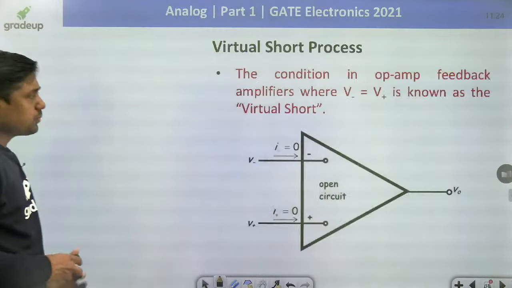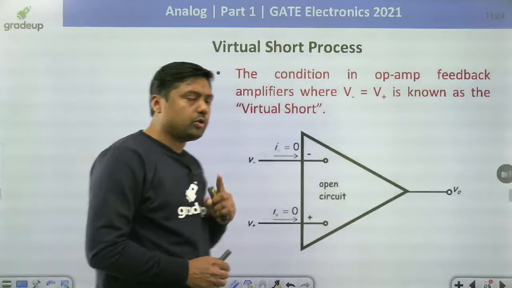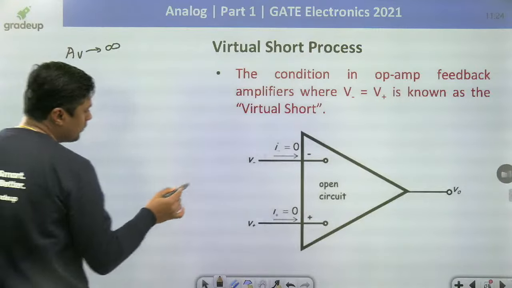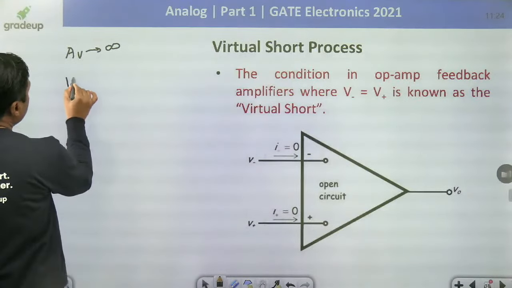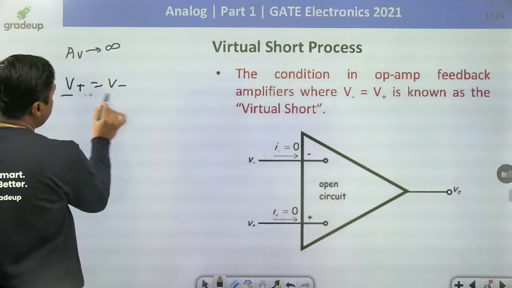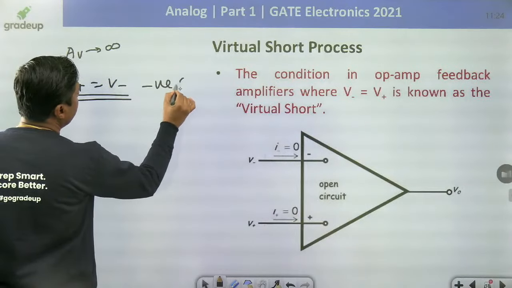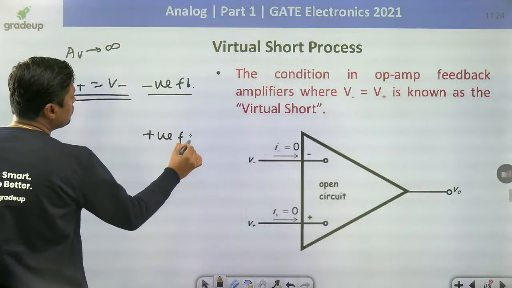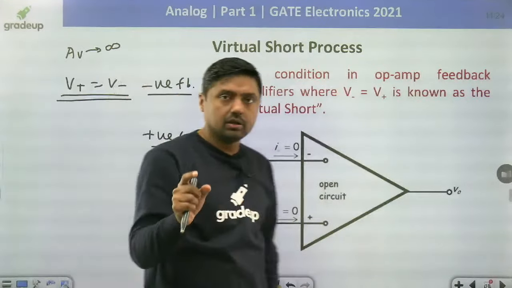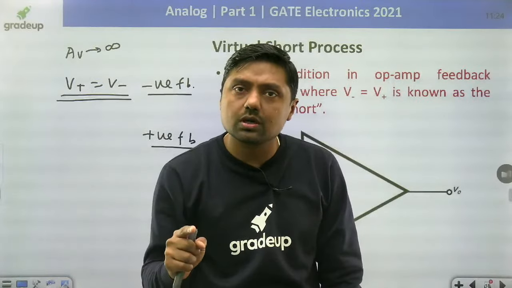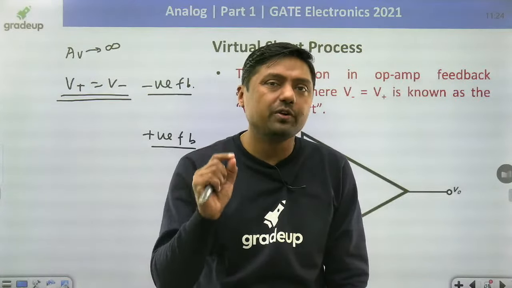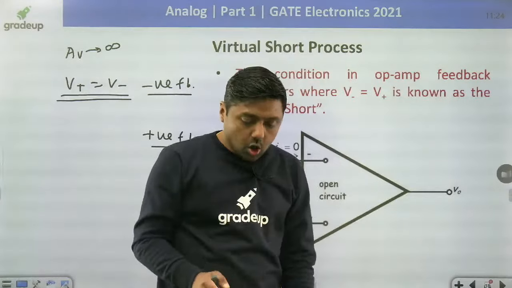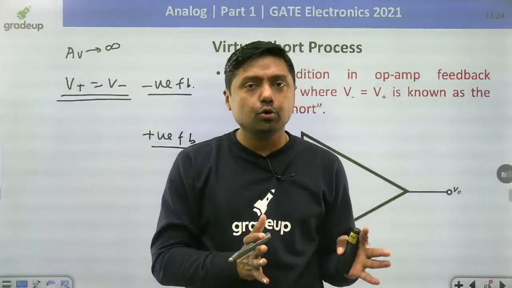What is the virtual short process? In simple terms, the gain of the operational amplifier is infinite. The gain is infinite, means simply virtual short. V positive is equal to V negative when there is a negative feedback. Always remember, when there is negative feedback, the virtual short concept is valid. In case of positive feedback, the virtual short concept is not valid. Okay? Now, operational amplifier is completely divided into two parts.